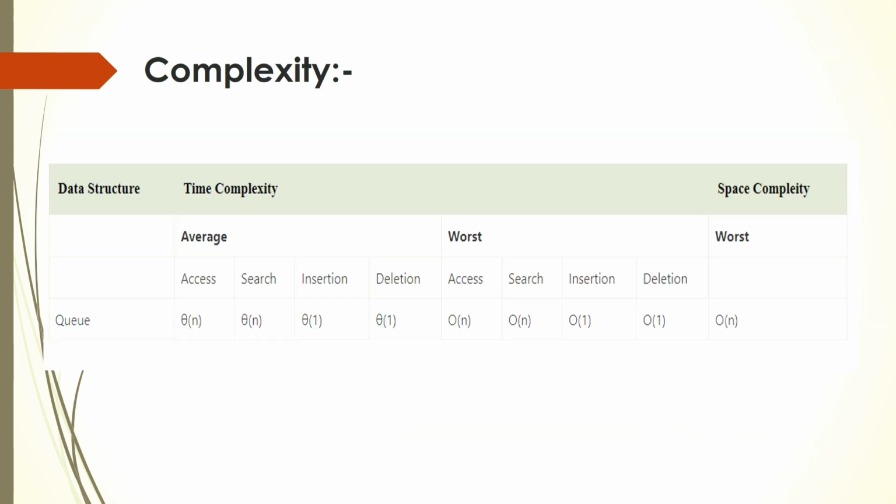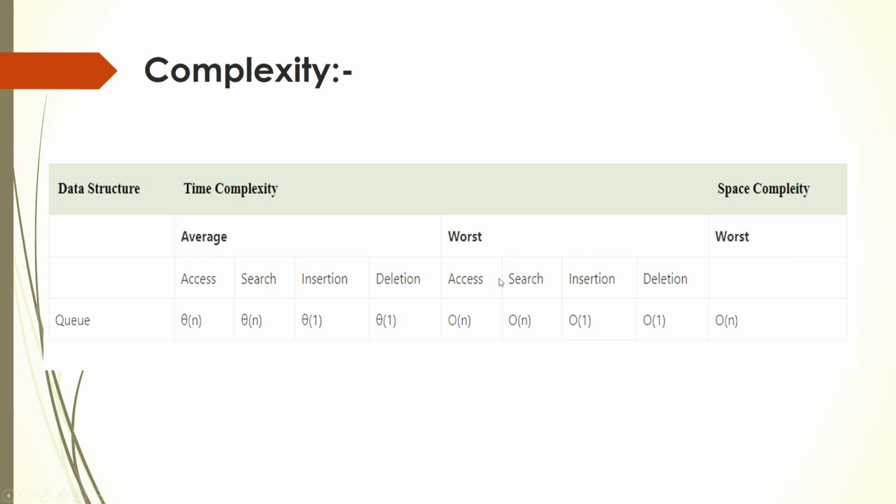So let me come to the complexity part. So when we see about the complexity, there are two cases, the average and worst. And in case of space complexity, the worst case. So in case of access, theta n is the time complexity in average case. In case of search, theta n is also the time complexity in case of average. The insertion will be theta 1 and the deletion will be also theta 1. These are all the four time complexities in case of average.